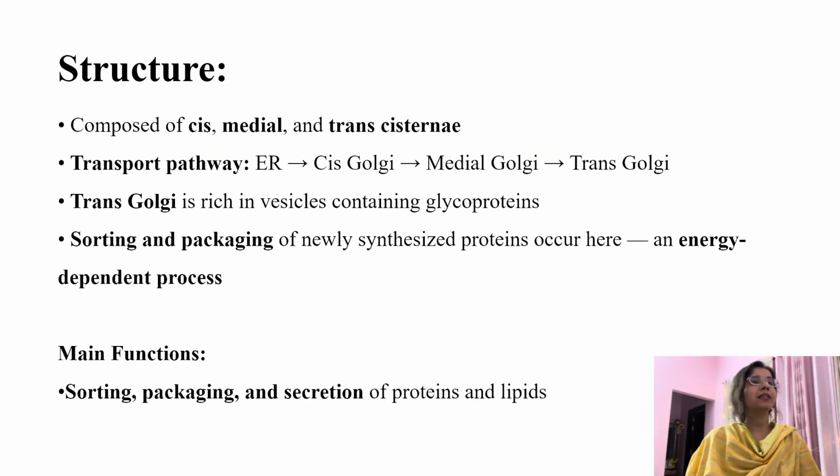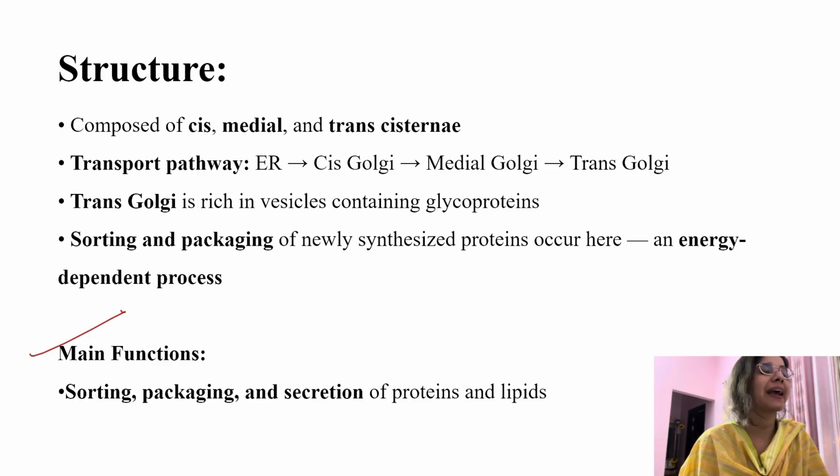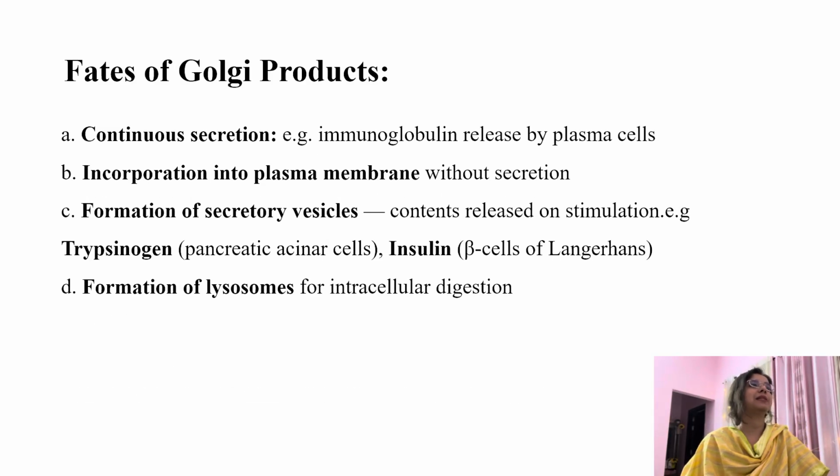So this structure is composed of cis, medial and trans cisternae. The transport pathway is from endoplasmic reticulum to cis Golgi, then to medial Golgi, and then to trans Golgi. What moves? The proteins in vesicles move in this direction. Trans Golgi is rich in vesicles containing glycoproteins. Sorting and packaging of newly synthesized proteins occur here. It is an energy dependent process, right? The main functions of the Golgi apparatus are sorting, packaging and secretion of proteins and lipids.